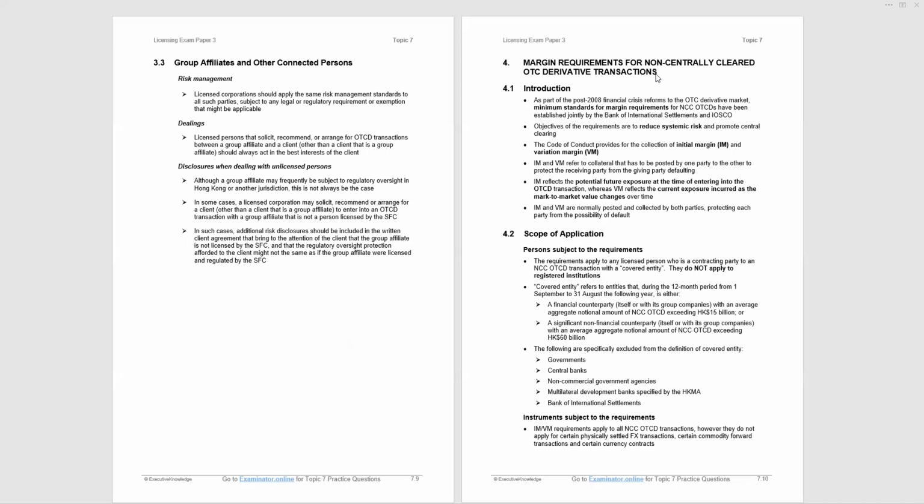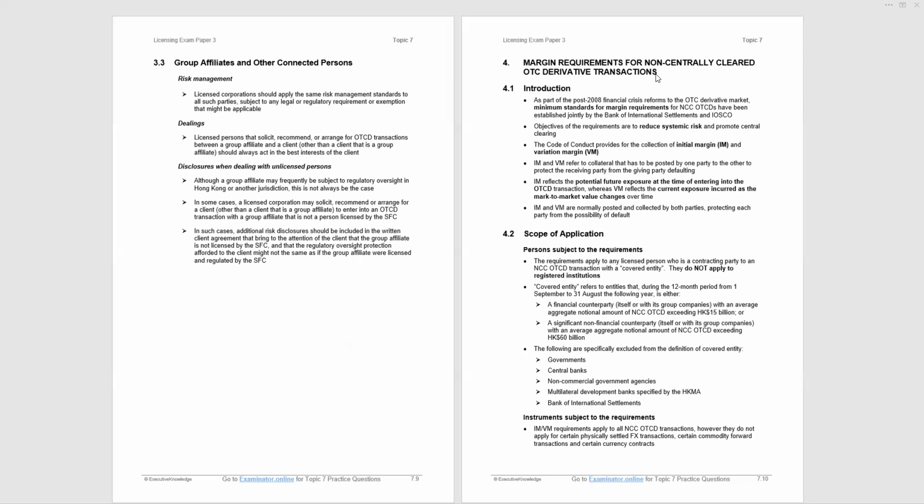Scope of application, subject to the requirements. Requirements apply to any licensed person who is a contracting party to a non-cleared over-the-counter transaction with a covered entity. I've got to find out what a covered entity is. They do not apply to registered institutions. So that's something I'd keep at the front of my mind because that's easy to examine, this concept of margin requirements for over-the-counter derivative positions.